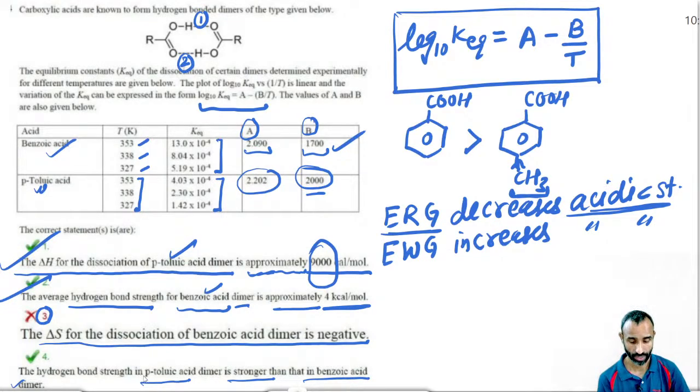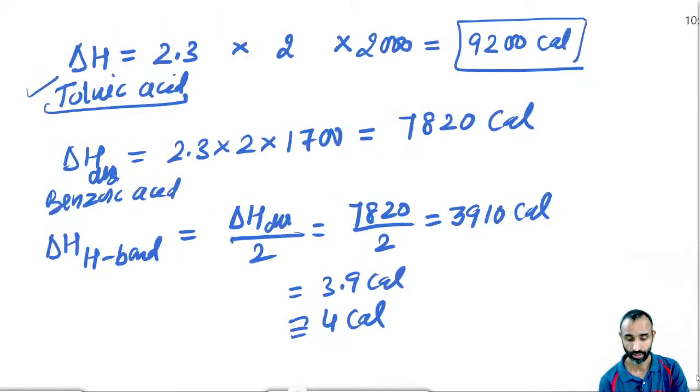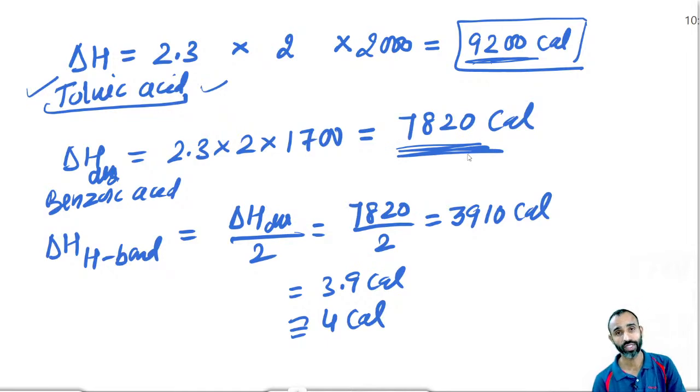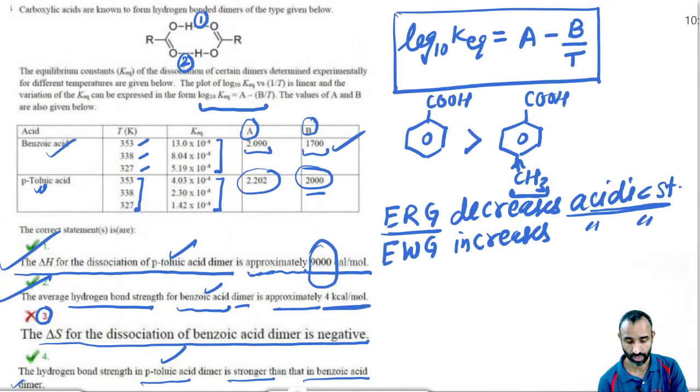Obviously, the energy required to break the hydrogen bond in paratoluic acid is more than in benzoic acid. That's why hydrogen bond strength in paratoluic acid dimer is stronger than in benzoic acid. So options 1, 2 and 4 are correct.